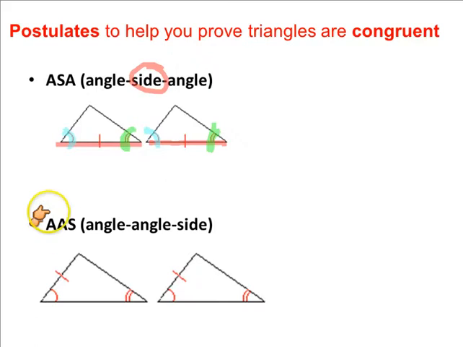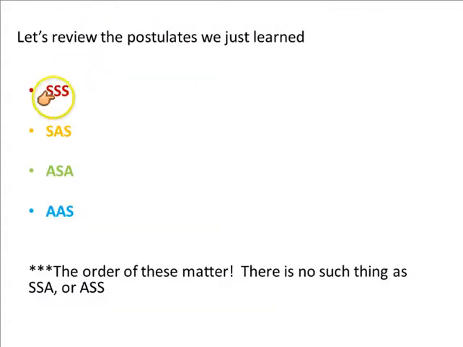The last one we're going to look at is angle, angle, side. So see how we go angle, angle, side. So order is really important when we're using these postulates to help us prove that triangles are congruent. So let's review all of them that we just learned. Side, side, side. Side, angle, side. Angle, side, angle. Angle, angle, side. So again, the order is so important.